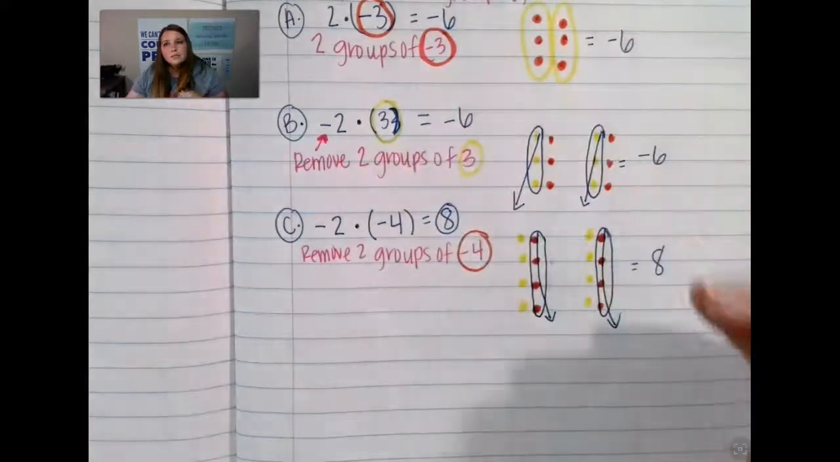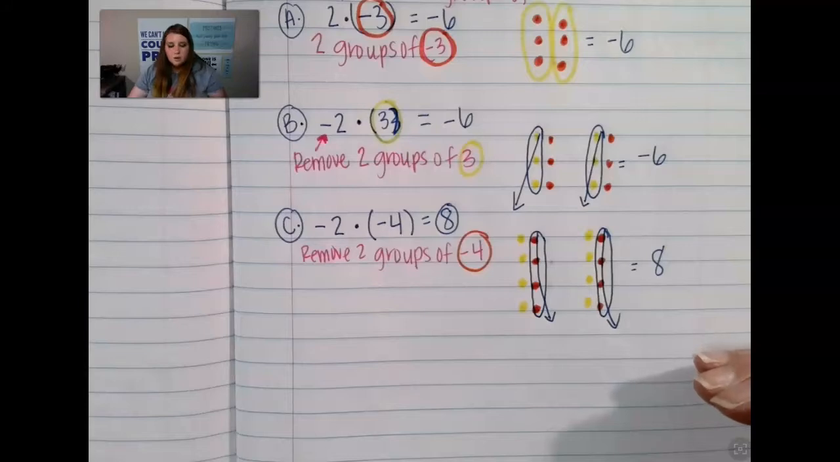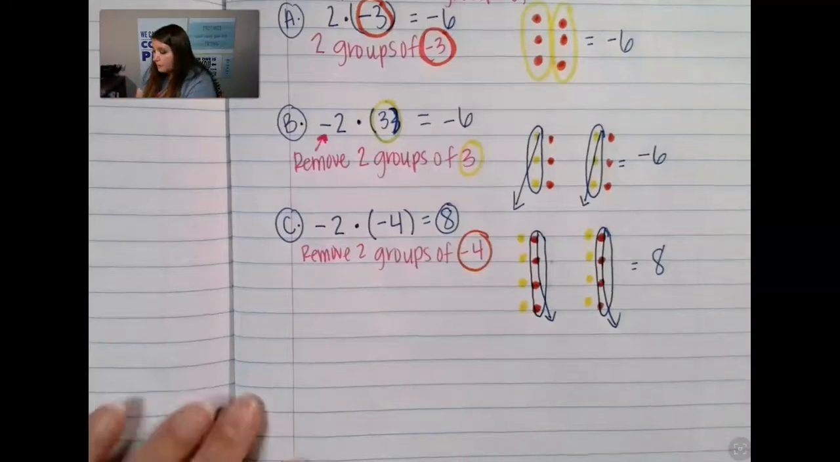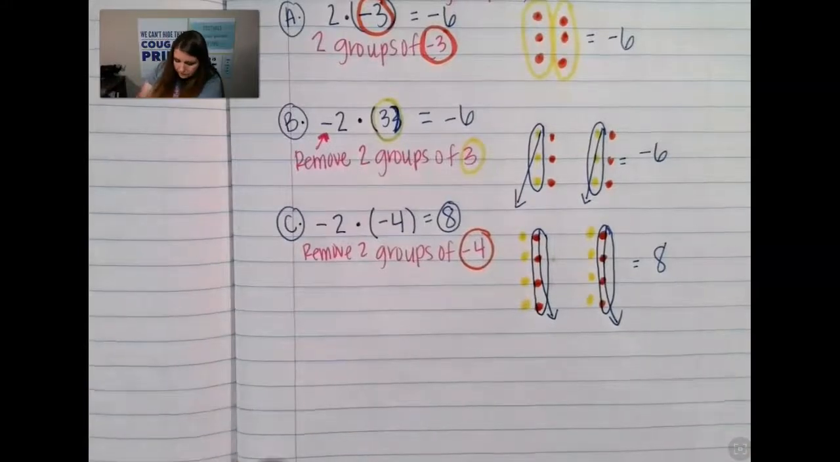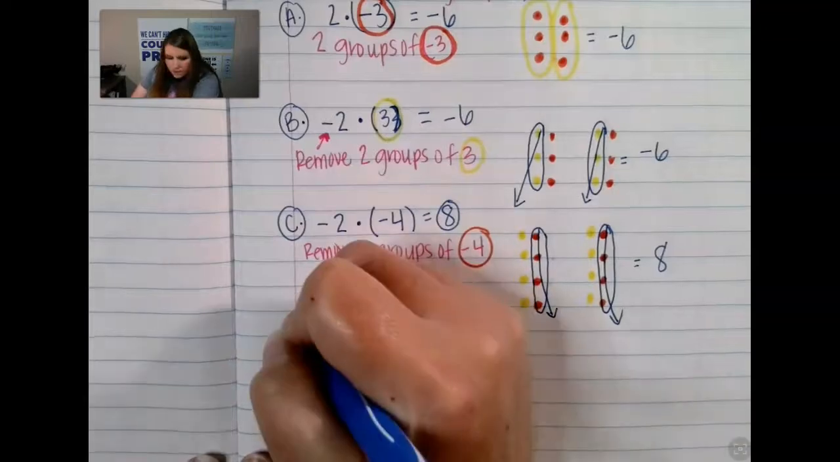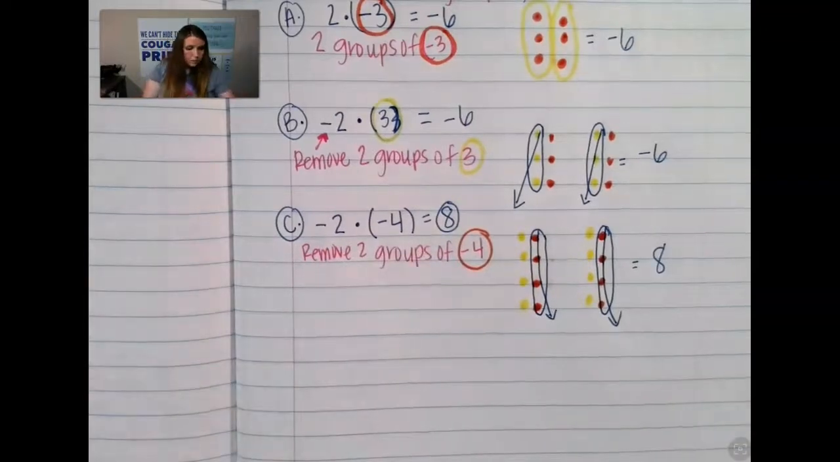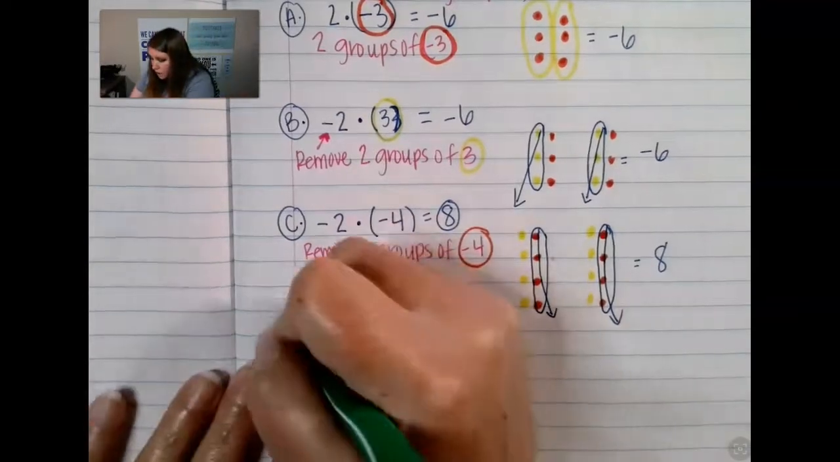Okay, so this is a quick review of multiplication of integers. I want to do a try it. So let's go ahead and do a try it right down here. Where's my green? Okay, so let's do some try its.